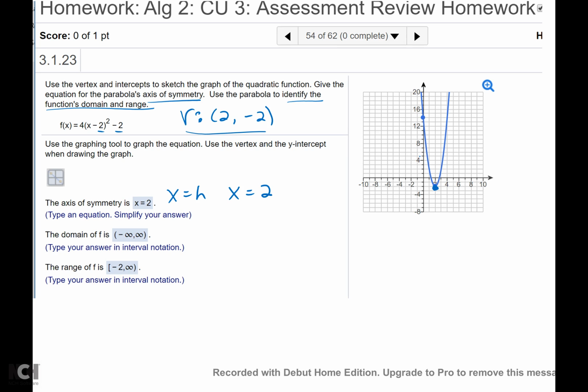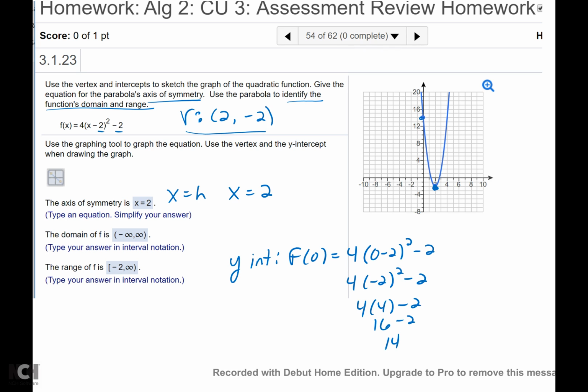If you want to find, like this one, I found the y-intercept because it was easier than finding the x-intercepts. If you want a y-intercept to get your second point, find f of 0. That would be 4 times (0 minus 2) squared minus 2. That would be 4 times negative 2 squared. That would be 4 times 4. That'd be 16 minus 2, which is 14. f of 0 equals 14, which means this passes through (0, 14). So I moved the mouse until I was on that point, and I got my parabola.